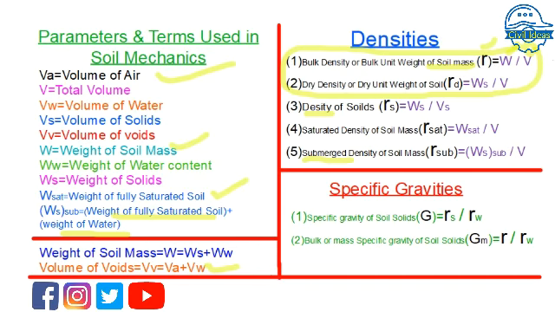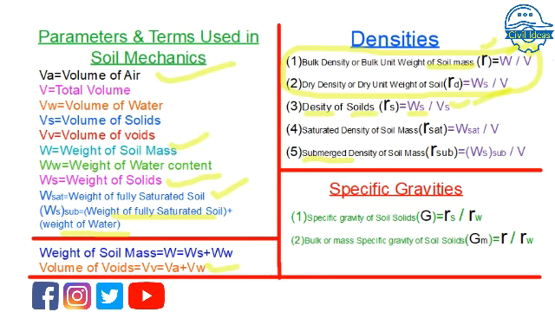So the density of solids is gamma s. What is Ws? You can see this is the weight of the solids to the volume of the solids. So this is the density of solids. We have only considered the solids here. In the dry density we considered the weight of solids to the total volume, but here we consider the volume of only solids. So this is the difference between these two.